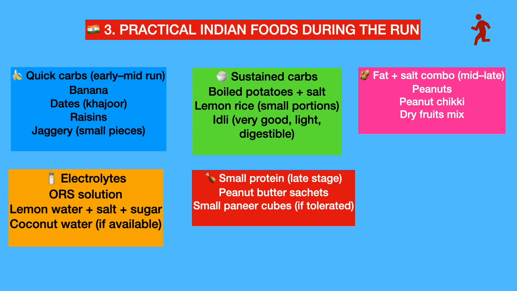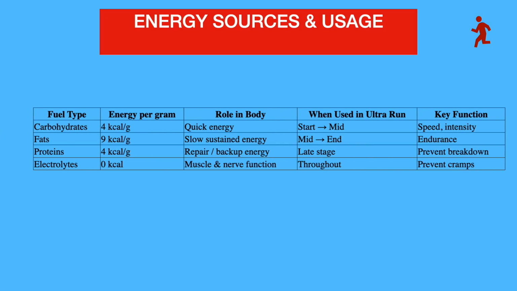To summarize what has been told, carbohydrates provide 4 kilocalories per gram of energy. They give quick energy. They're generally used from the start to the mid part of the race, and they provide speed and intensity. Fats provide 9 kilocalories per gram. They provide slow sustained energy, generally used from the mid to the end of the race, and provide endurance. Proteins provide 4 kilocalories per gram. They help in repair and as a backup energy. They are used in the late stage of the race and prevent breakdown of muscles.